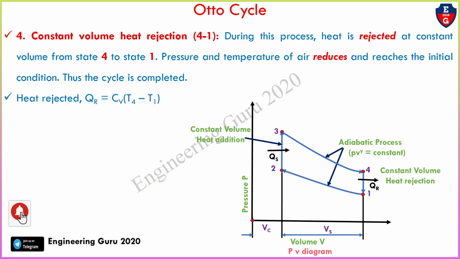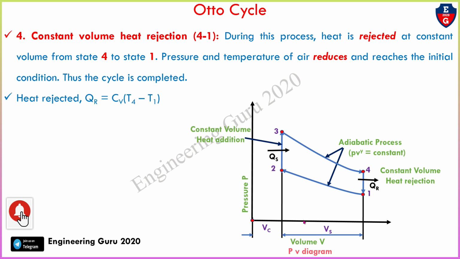So during process 4-1, the heat is rejected at constant volume, and the pressure and temperature of the air reduce. Here you can see this is point 4 and point 1. So pressure decreases and volume is constant. Heat rejected, Q_R, is heat rejection at constant volume. Q_R equals Cv (T4 minus T1). So this is the formula of heat rejection.